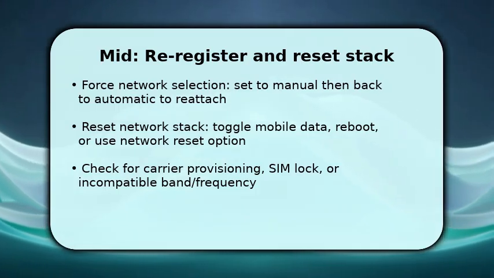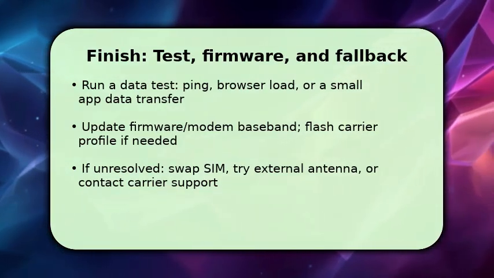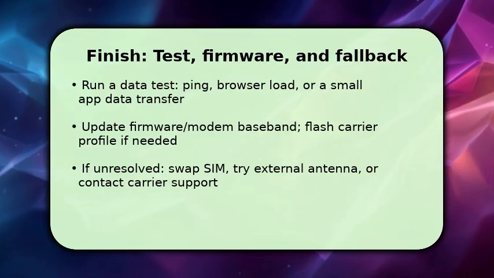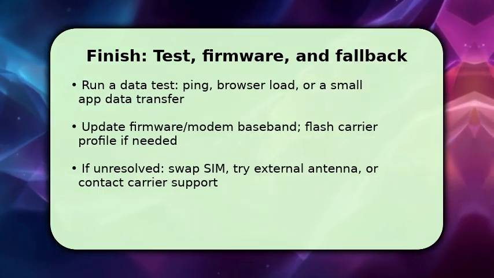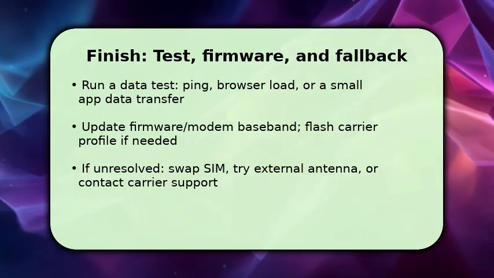To finish, run controlled tests. Perform a ping, load a simple web page, or use a small app to confirm uplink and downlink. If you still lack Gprs, update the device firmware and modem/baseband because radio bugs often block packet service.